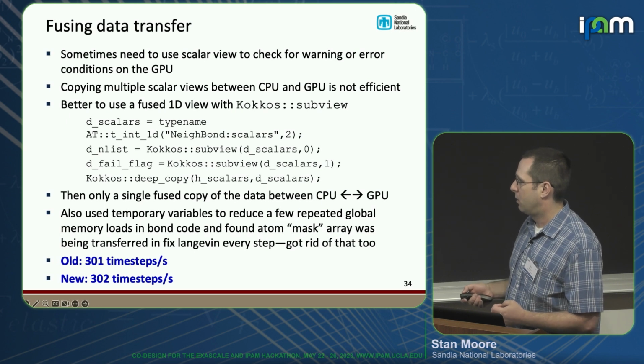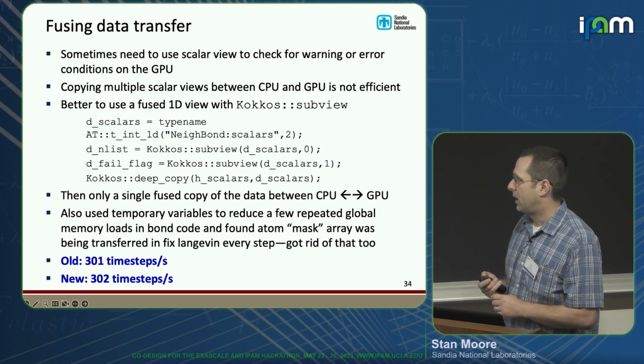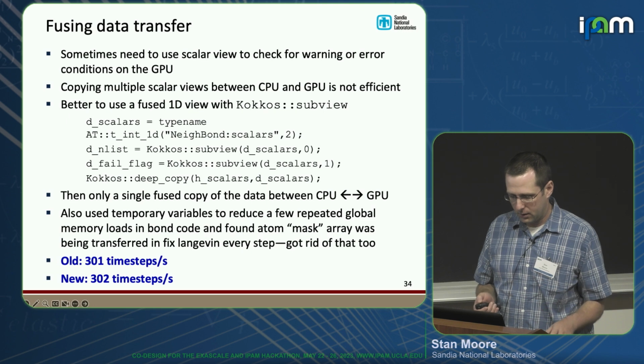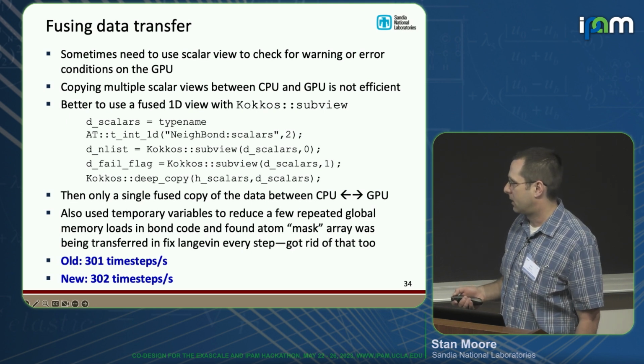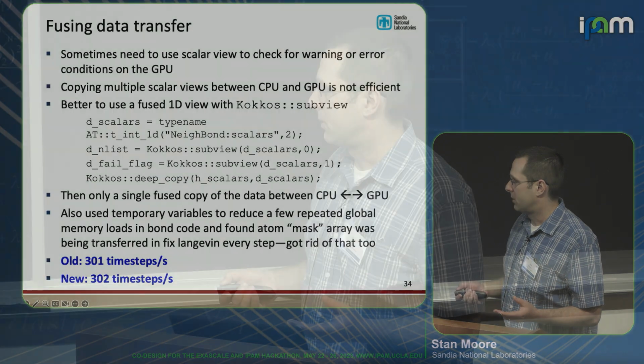And then I also use a few temporary variables. If you have repeated global memory loads, you can just use a temporary. So these are just small optimizations. I also found a place where there was some data transfer. But again, I didn't really get much speed up because this is a large problem and these are small optimizations. I think the speed up would be greater for a smaller problem.